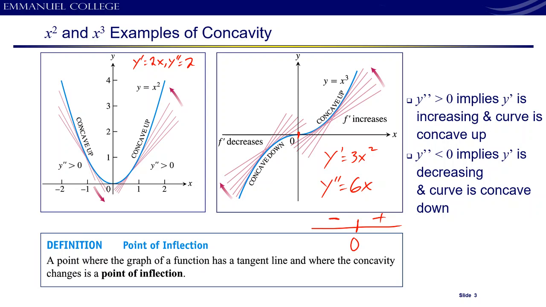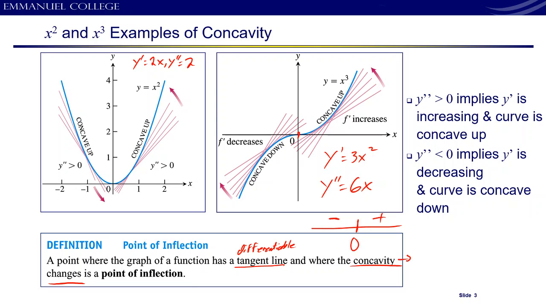Now, the key phrase there is has a tangent line. Remember, if it has a tangent line, that means the slope exists at the point. So this implies that it has to be at least differentiable at the point, because it's not enough to be continuous. Go back to a corner or a cusp. Those meet, but you don't have a tangent line, because if you approach the point from one side, you get one value, and if you approach it from the other side, you get another value. And where the concavity changes.